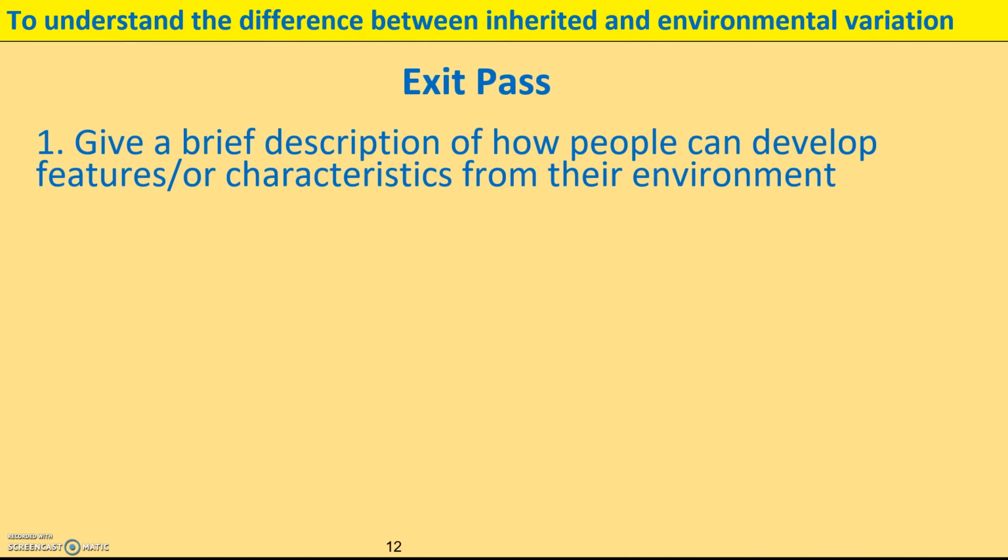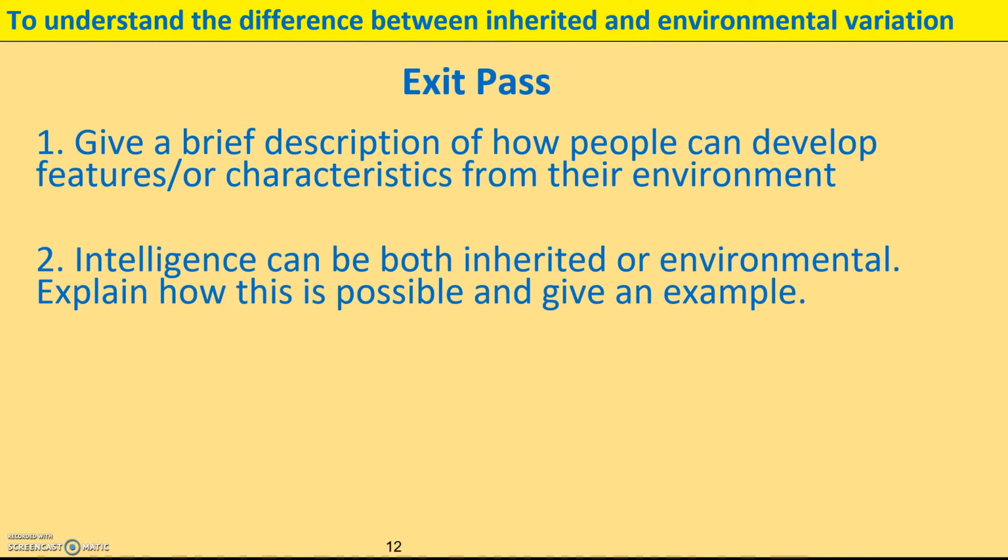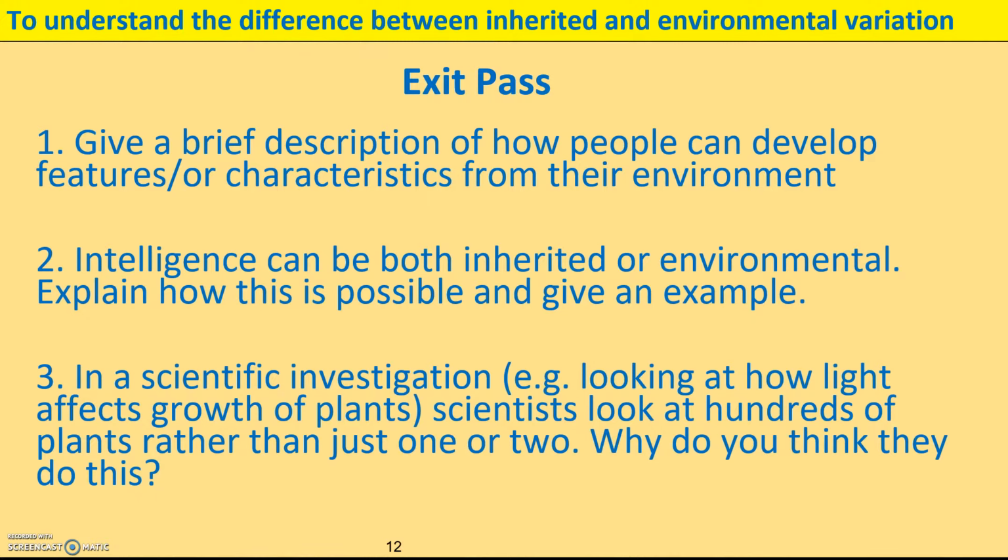Finally, Year 7s, there are 3 activities here for you. The first one says, give a brief description of how people can develop features or characteristics from their environment. The second one says, intelligence can be both inherited or environmental. Explain how this is possible and give an example. And finally, in a scientific investigation, looking at how light affects growth of plants, for example, scientists look at hundreds of plants rather than just one or two. Why do you think they do this? You can choose one of these activities and have a go at doing that.